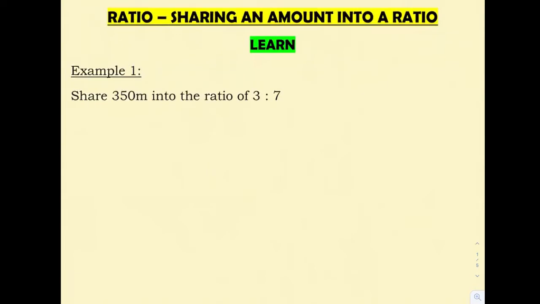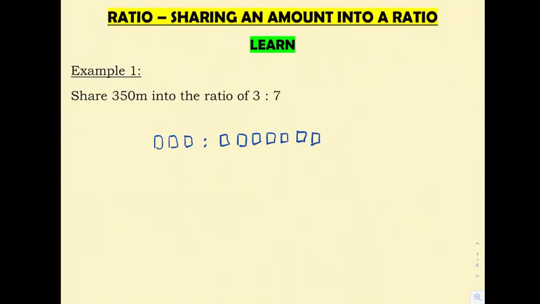So in this example, we're going to be splitting 350 meters into two different unequal parts. And what I would always recommend that you do with any ratio question is to use diagrams. So in this case, we've got 3 parts to 7 parts. So the way I would draw this out is the 3 parts and the 7 parts like this.